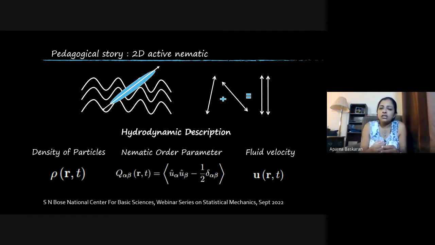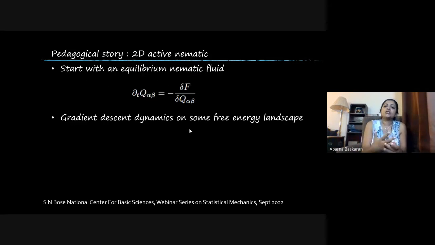Now, what I want to describe briefly is how one would go about trying to write down the hydrodynamic description in terms of these mathematical variables. So let's start with an equilibrium nematic fluid. Let's say it's the nematic that is there on my computer screen if it was 10 years ago. Right now, the technology is different, but it's the liquid crystal displays that we all know and love. And in that case, what you would do is you have some order parameter and you want to write some dynamics for that order parameter.